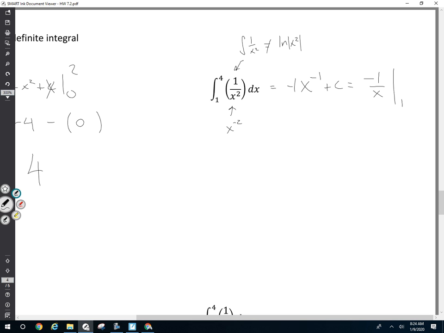Find the change in that between 1 and 4. So I'll have negative 1/4 minus negative 1 over 1. That's negative 1/4 plus 1, which is 3/4. It's cool. 1 over x squared looks like this. It's kind of like 1 over x, only it's this and this. But between 1 and 4, this area is just 3/4.